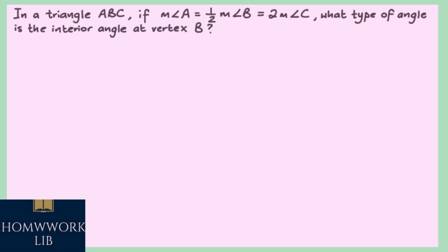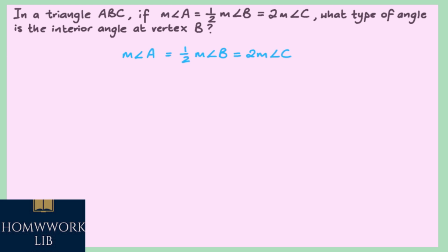In a triangle ABC, if the measure of angle A equals 1/2 times the measure of angle B equals 2 times the measure of angle C, what type of angle is the interior angle at vertex B? Let's begin this question by seeing if we can work out any of the angles in the triangle using this relationship between the angle measures.